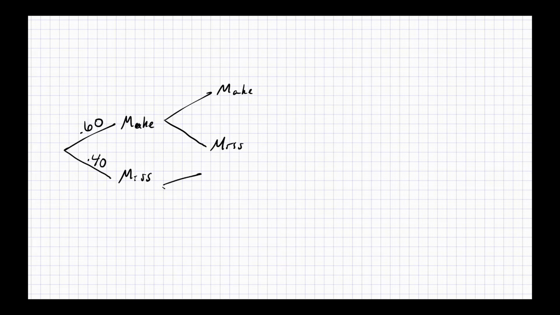miss, make, miss. Still a 60% chance that she makes it, 40% chance she misses it. That's still constant. That's for two shots. Well, she shoots 3 times, so now I have to go one more event. Each of these is going to have an offshoot.